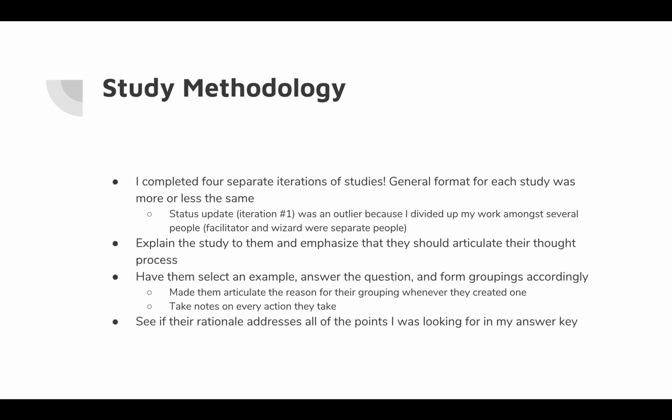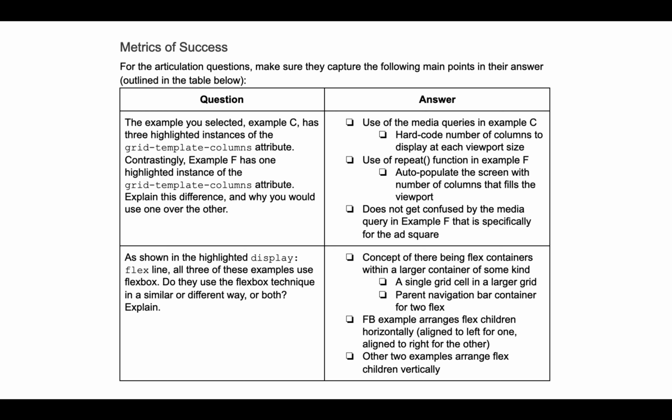And once they finished making their groupings, I checked if the rationale they gave for each of the groupings addressed all the points that I was looking for. I had an answer key, which is here, and this was my main metric of success. So I wanted to see if they reached all of these points when explaining why they made a certain grouping. This answer key in particular is about the answers to the question prompts, the reflection articulation prompts.